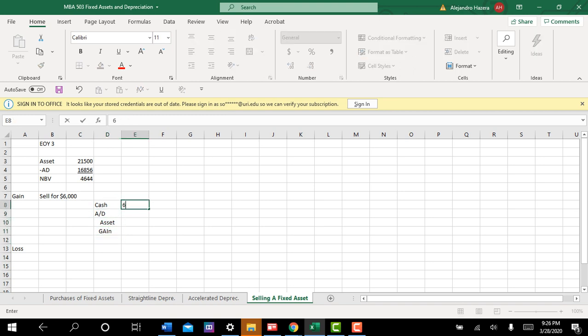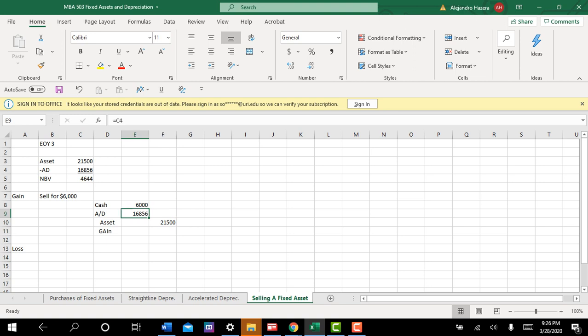You're going to debit cash for $6,000. You're going to debit accumulated depreciation for the total accumulated depreciation. You're going to credit the asset account.